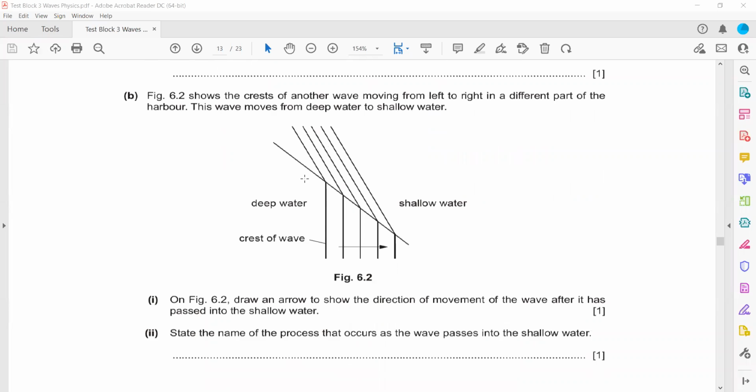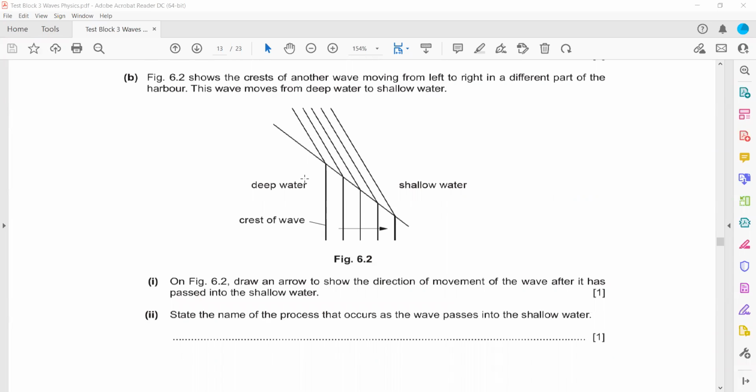Then the figure shows a crest of another wave moving from deep water to shallow water. On the figure, draw an arrow to show the direction of the wave. How to show the direction of the wave? These are the wave fronts. Remember, the direction of the wave is always 90 degrees. So if these are the wave fronts, I can draw a direction 90 degrees to the wave front, known as the direction of the wave.